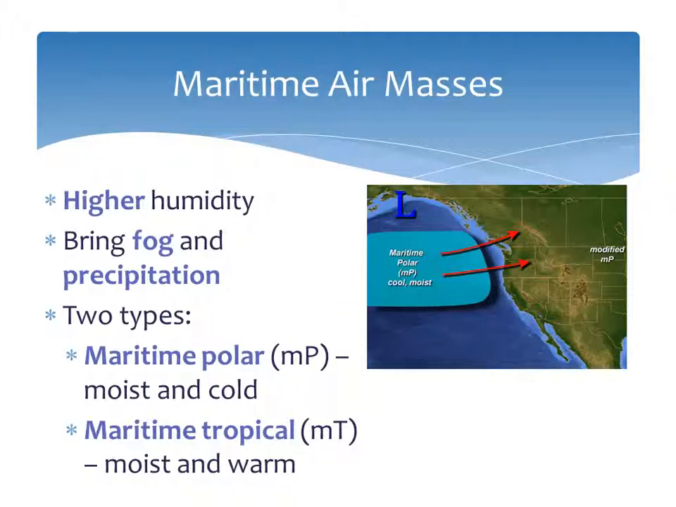A maritime air mass brings higher humidity, and with it comes fog and precipitation. Two types of air masses that come from the ocean are maritime polar, which means it's coming from the poles, and so it would be moist air, but it's cold. And maritime tropical air masses bring moist and warm weather.